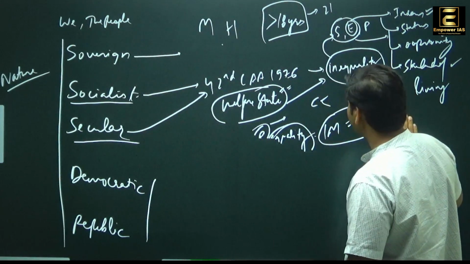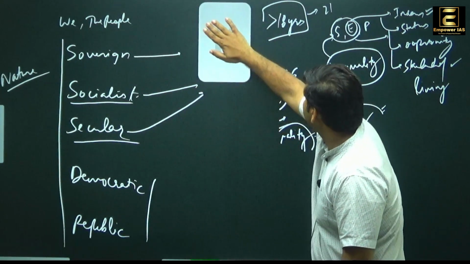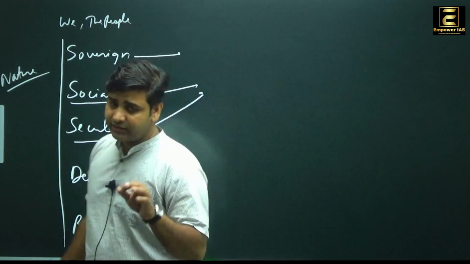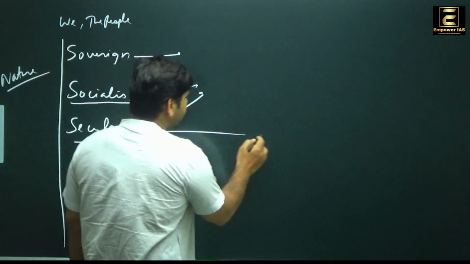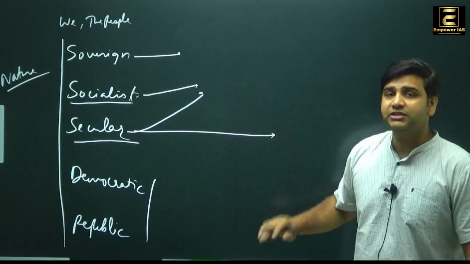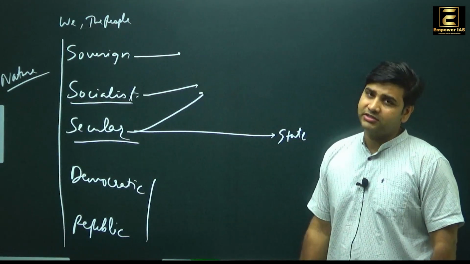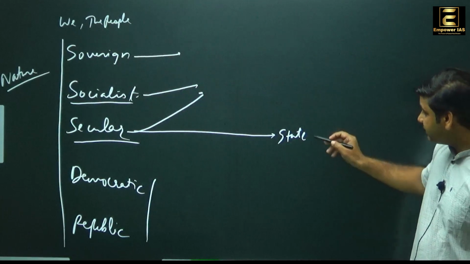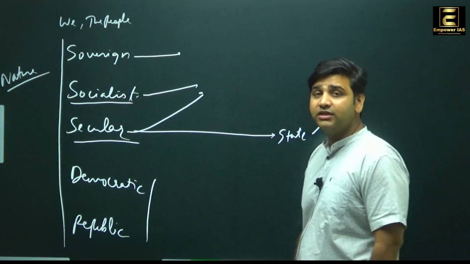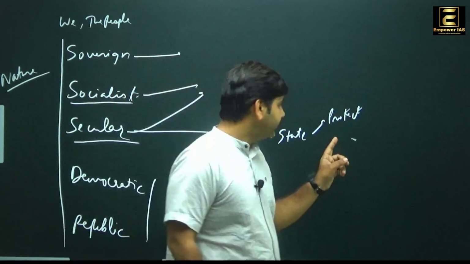Now let us move to another topic, the word secular. As we already know, by the 42nd Constitutional Amendment Act, the word secular was inserted in the constitution. What does the word secular mean? It means that the state has no official religion. It also says that the state will protect all the religions equally.